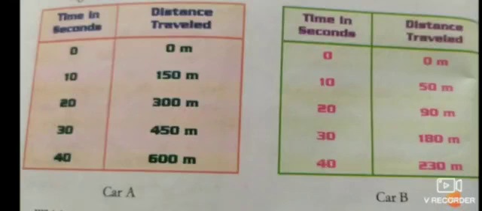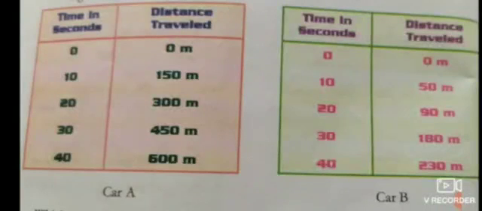Now let us understand with an example. We are here measuring the time and distance covered by car A and the time and distance covered by car B when it is traveling. Now we see. Which car has traveled equal distances in equal intervals of time? Which car has traveled unequal distances in equal intervals of time?